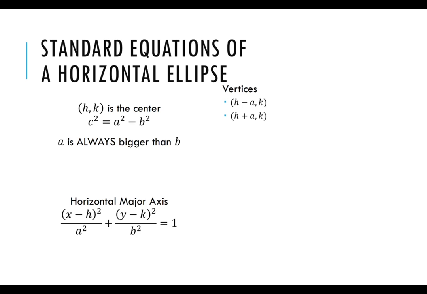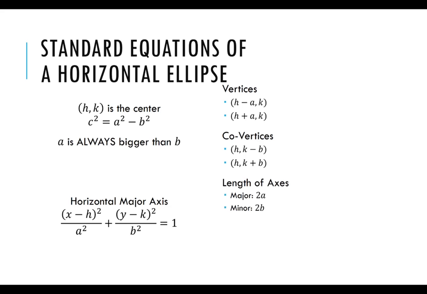So then where are our vertices? Well, our vertices are going to be (h minus a, k) and (h plus a, k). Recognize that what you're doing is taking the center and going to the left a distance of a, and going right a distance of a. Then the co-vertices, in this situation, are going to be vertical because that's going to be the shorter edge, and so the co-vertices are a distance of b above and below the center.